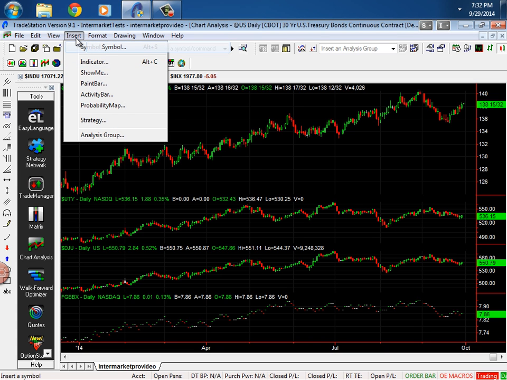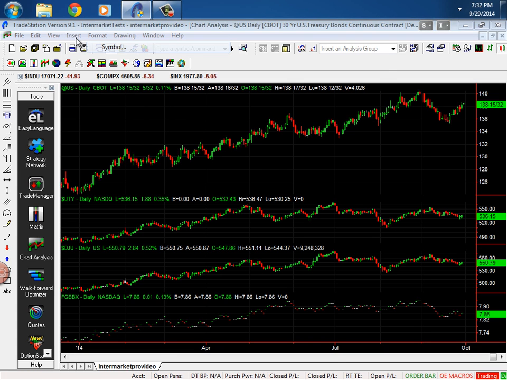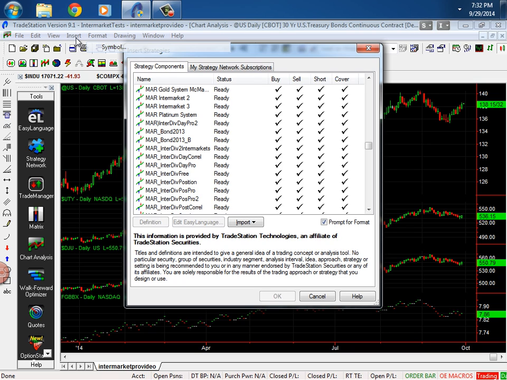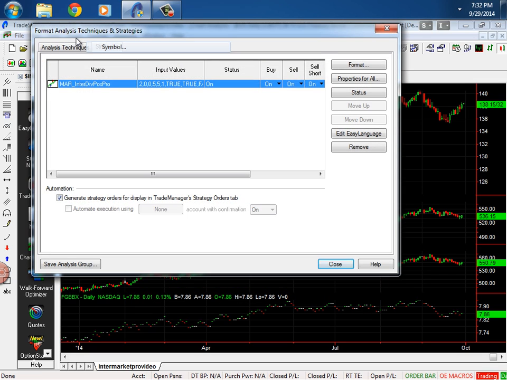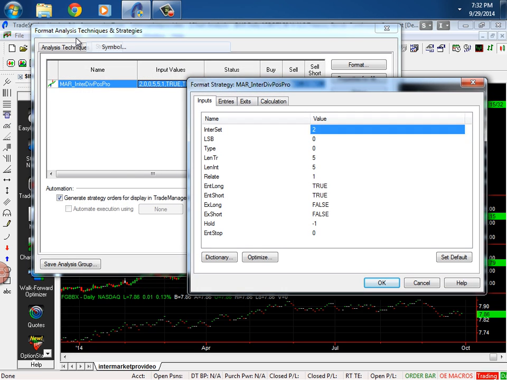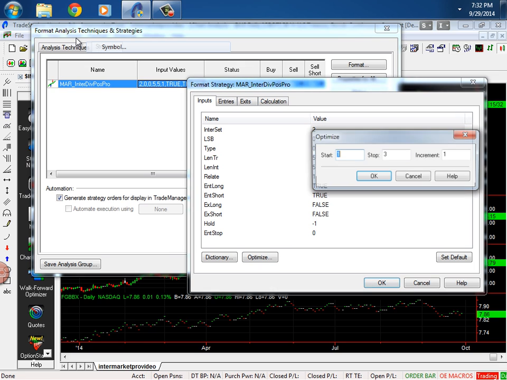Now our next step is going to be to add our strategy. So it's MAR InterDiv Position Pro. And now the first is this interset. Interset is how we test the different intermarkets.